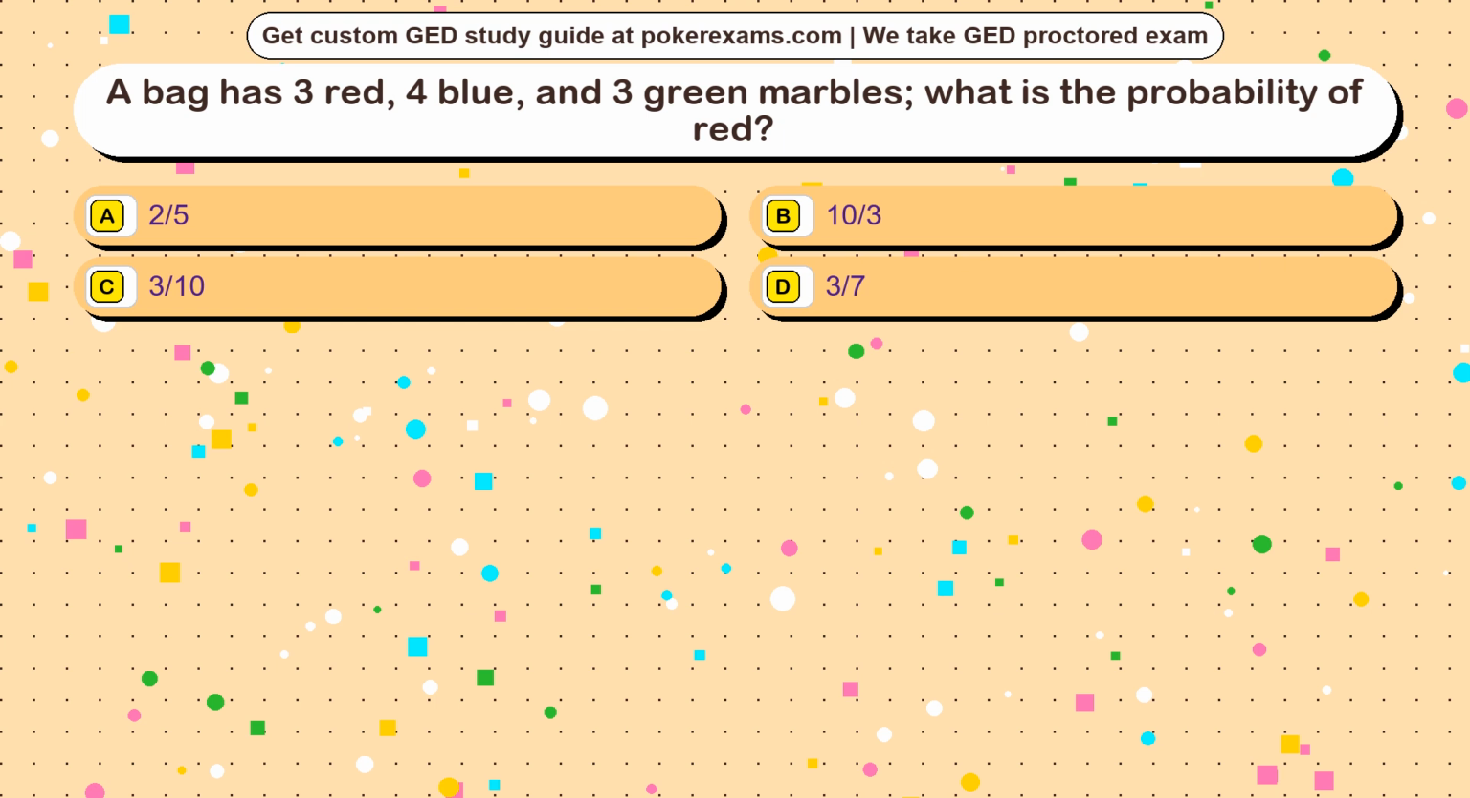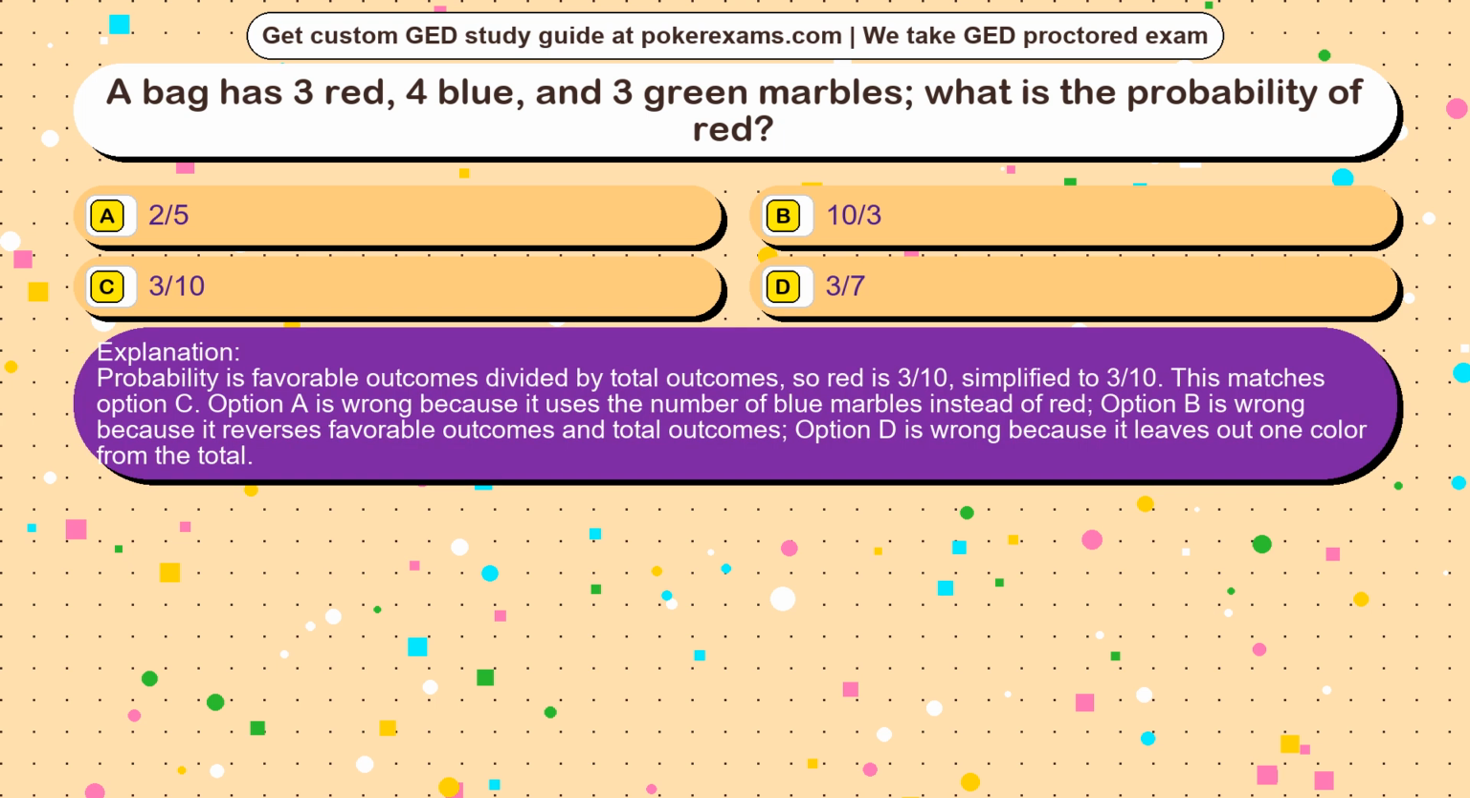The correct answer is option C. Probability is favorable outcomes divided by total outcomes, so red is 3/10, already simplified. This matches option C. Option A is wrong because it uses the number of blue marbles instead of red. Option B is wrong because it reverses favorable outcomes and total outcomes. Option D is wrong because it leaves out one color from the total.